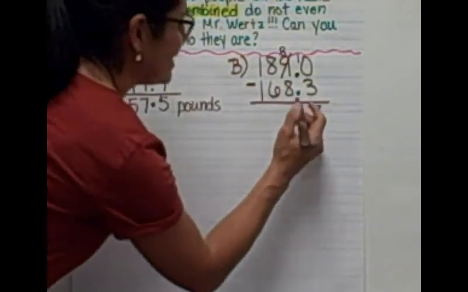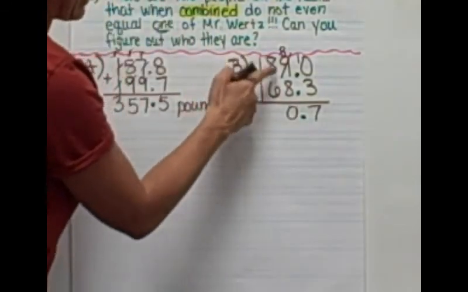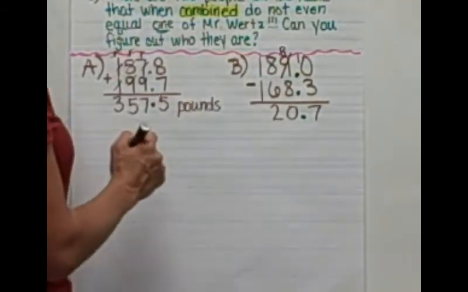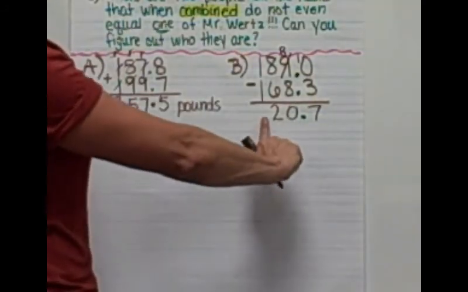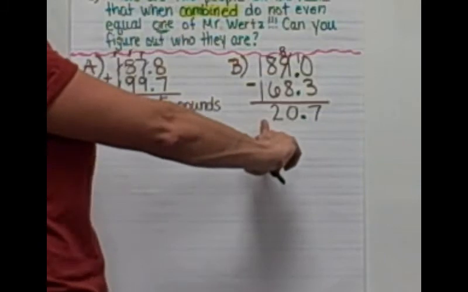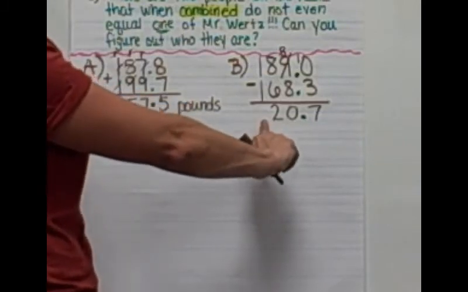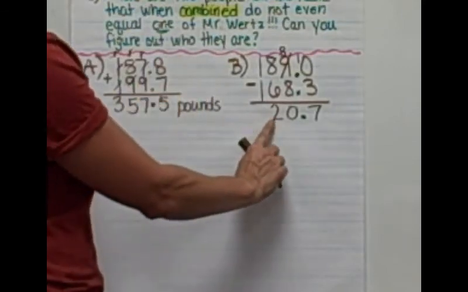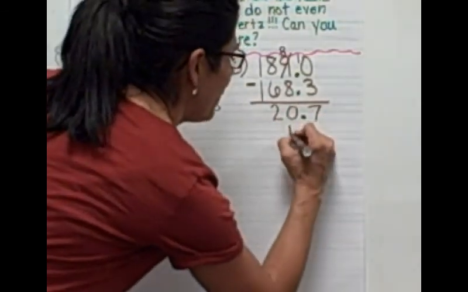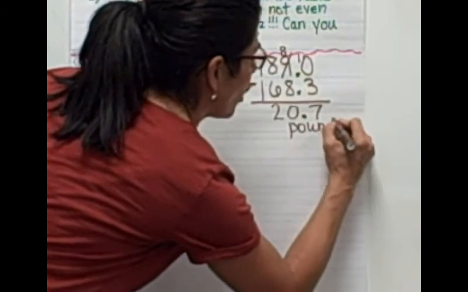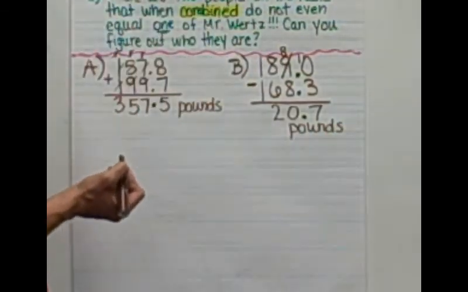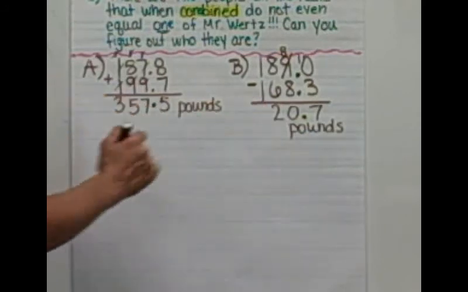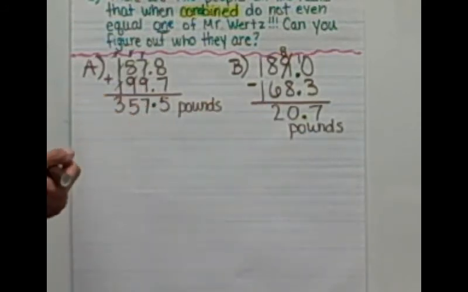8 minus 8 is 0. 8 minus 6 is 2. And 1 minus 1 is 0. Now because this 0 is going to be at the beginning of a whole number, we do not need to keep that 0. So Mr. Lucero actually weighs 20.7 pounds more than Mr. Lavadio does. Okay, so double check your answer for B. Your answer should have been 20.7 pounds.